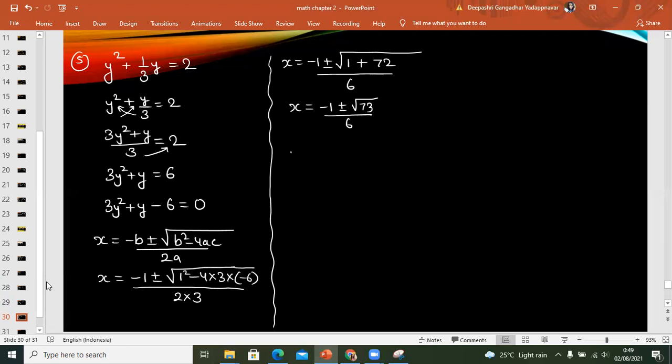So we will separate this: x equals minus 1 plus root 73 divided by 6, and the next solution x equals minus 1 minus root 73 divided by 6. These are the answers. This is the solution for this equation.